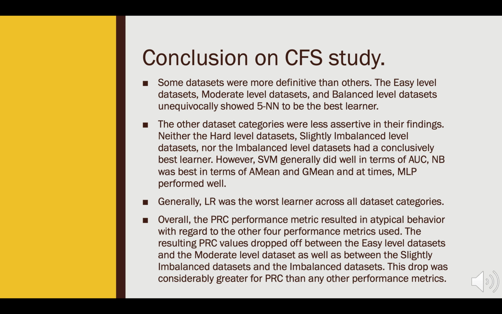Overall, the PRC performance metric resulted in atypical behavior with regard to the other 4 performance metrics used. The resulting PRC values dropped off between the easy level datasets and the moderate level datasets, as well as between the slightly imbalanced datasets and the imbalanced datasets. This drop was considerably greater for PRC than any other performance metric.